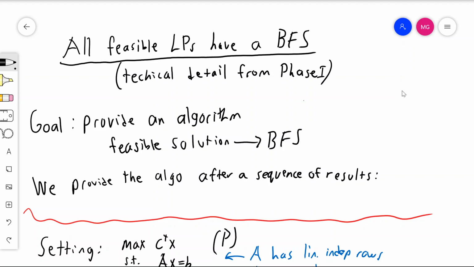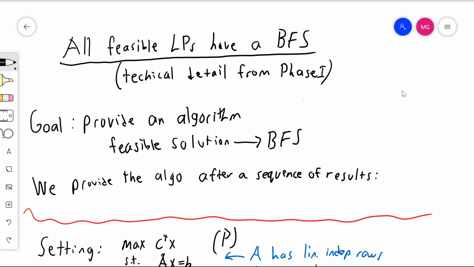In phase one, if you remember what we were trying to do, there's two parts, right? In phase one and in phase two, there was some technical detail we had swept aside. And in phase one, what we were trying to do is generate a basic feasible solution to our linear program based off of just starting from scratch. And the way we did that, what we did is we constructed some auxiliary linear program, and then that would correspond to the original linear program being either infeasible or it would have a feasible solution.